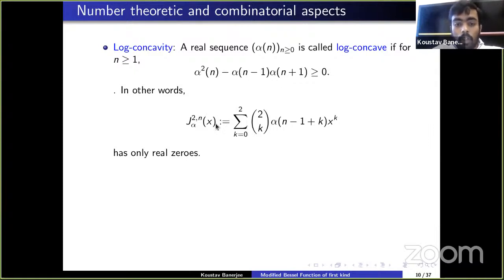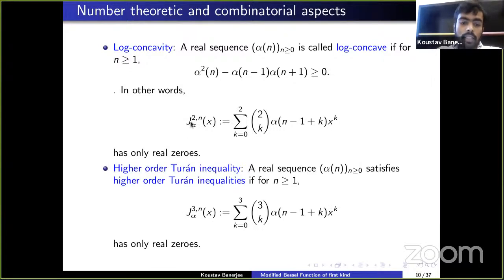That means this polynomial has only real zeros. So I will define the polynomial to be J alpha d n of x. I will define why it's called J alpha in a moment. And before that, I'll say what the higher order Turán inequality is.